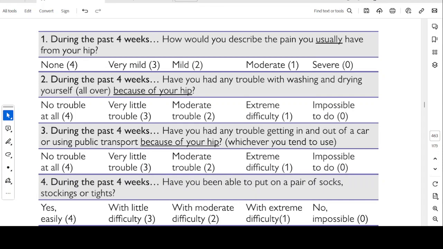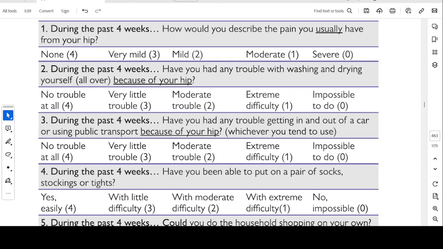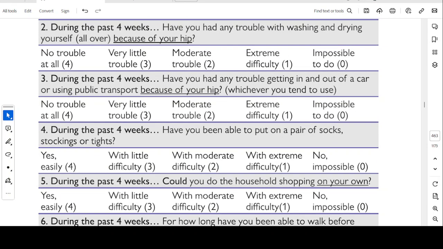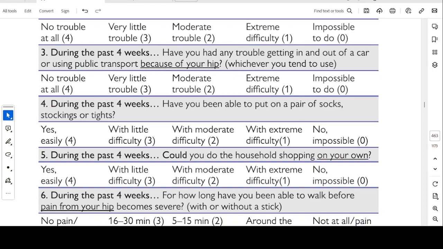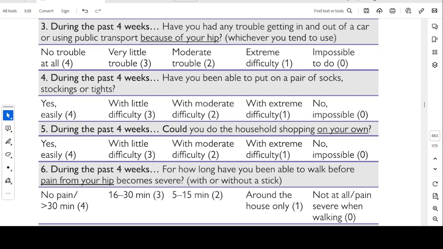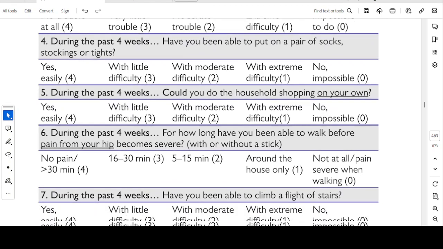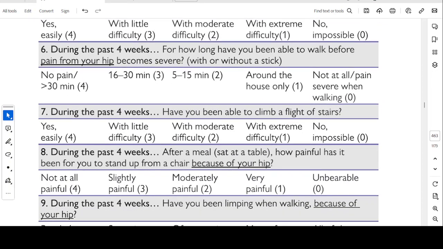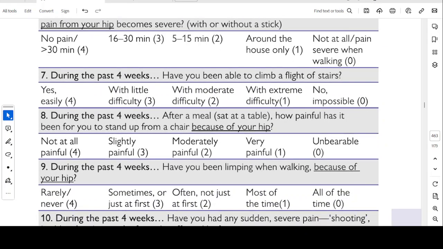Impossible to do is 0, no trouble at all is 4. So no pain and higher activity level is marked higher than inactivity and severity; more severe is 0. During the past 4 weeks, have you had trouble washing and drying yourself all over because of your hip? Getting in and out of a car or using public transport? Able to put on socks, stockings or tights? Could you do the household shopping on your own? How long have you been able to walk before pain from your hip becomes severe? Able to climb a flight of stairs?